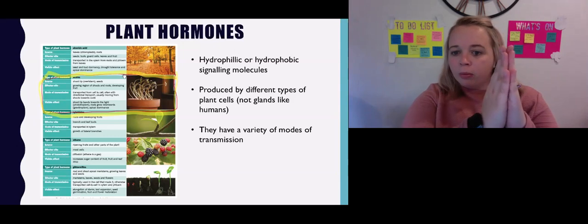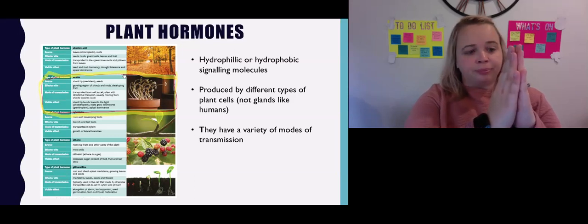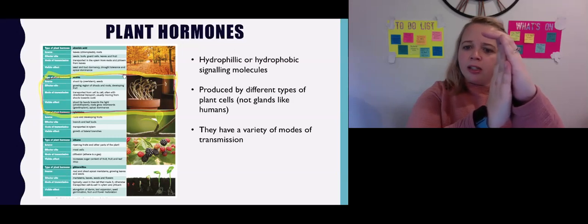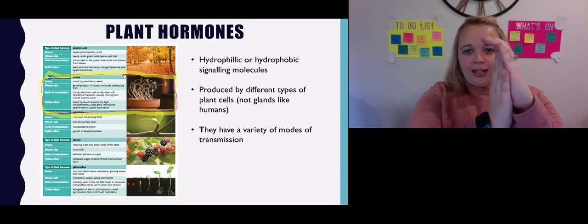Now what they do in a shoot is they elongate the cells. What does it mean to elongate the cells? They mean they get longer faster. So these cells are going to get longer. As they get longer, have a look at what's happening to the shoot. The shoot actually bends towards the light. So auxins are pretty cool that they do that.